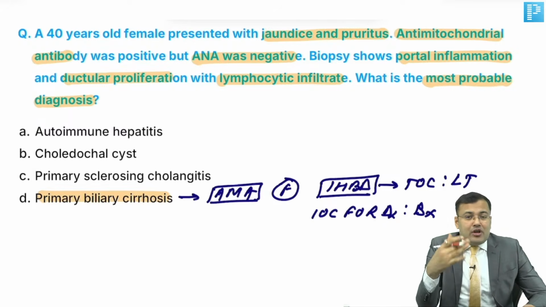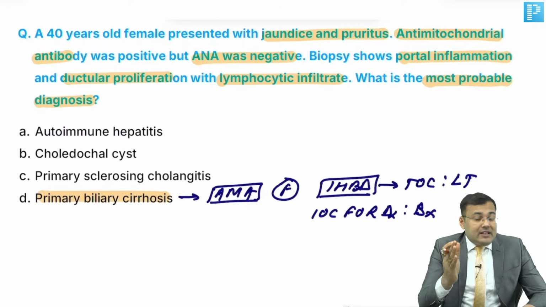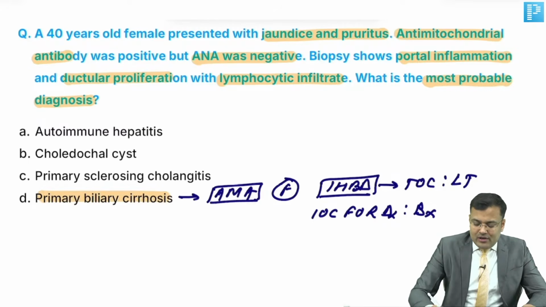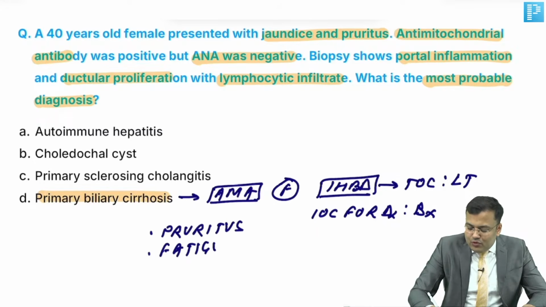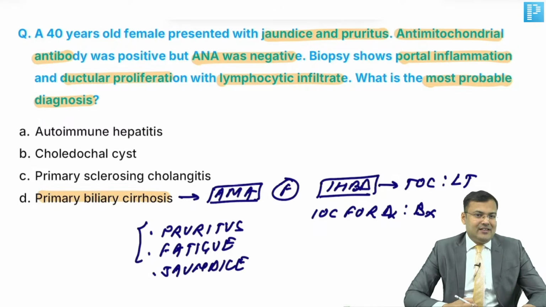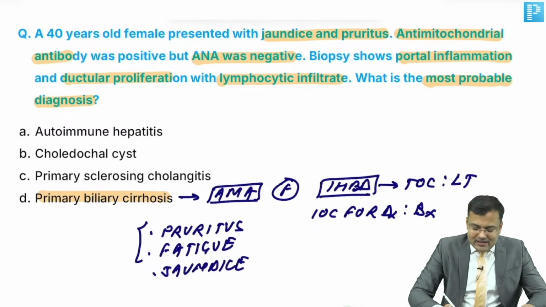Patients also have jaundice. Typically, pruritus precedes jaundice. So here, most important symptoms are itching, pruritus and fatigue. Pruritus is most bothersome in evening. Patients have jaundice, and here pruritus precedes jaundice. These are the questions. So guys, correct answer is D.